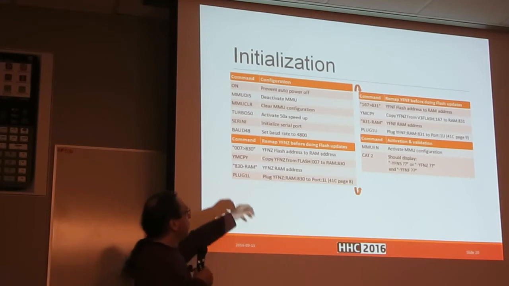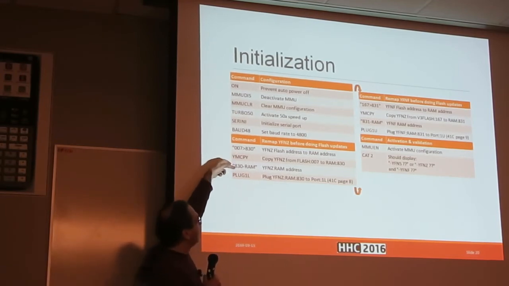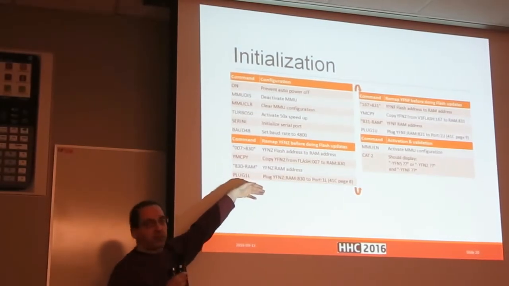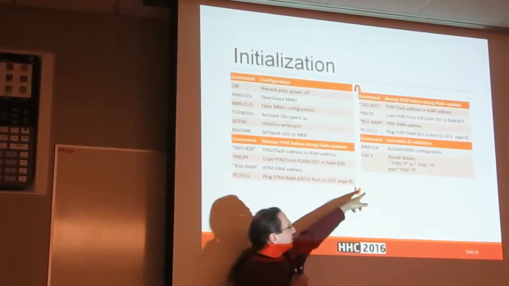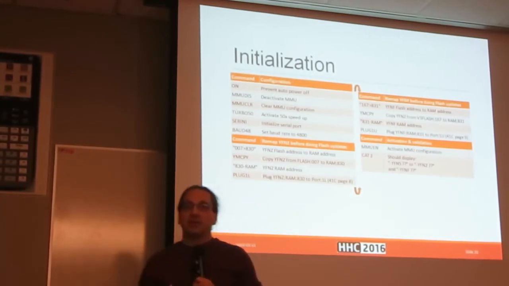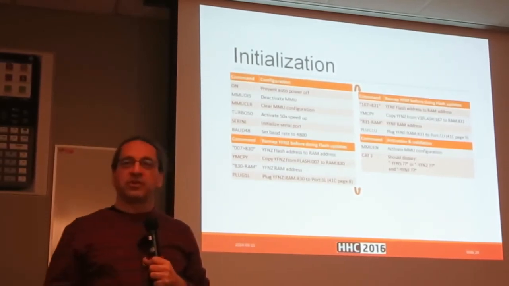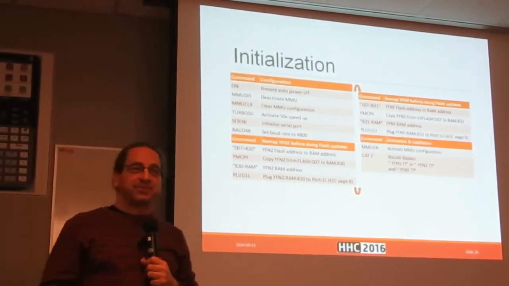Okay, so you copy that from flash to RAM, and then you plug it to the virtual port, and at the end you activate the MMU, and you do a cat2, and you're supposed to see those image. If you don't see it, then you screw up at some point.